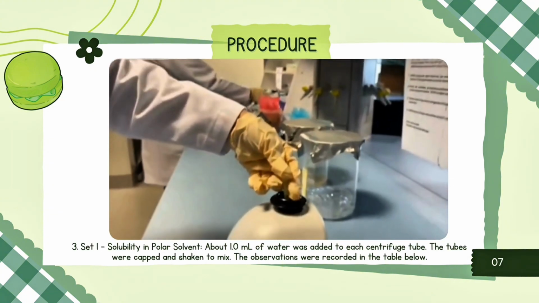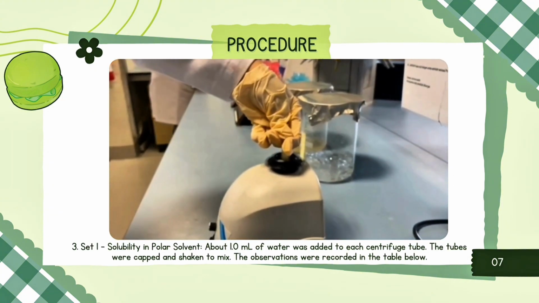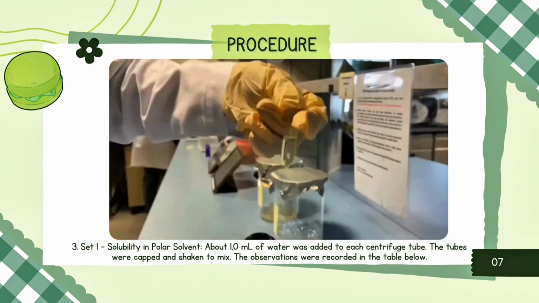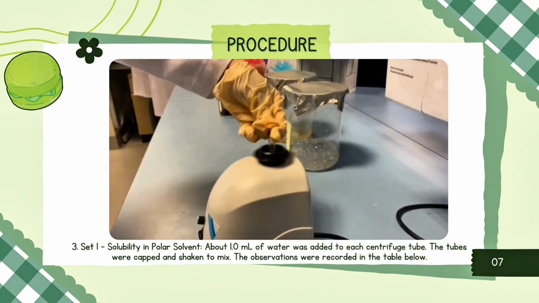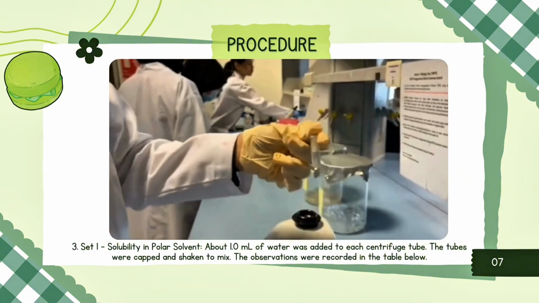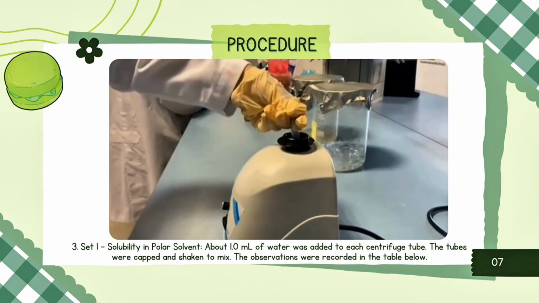For set 1, we are gonna test the solubility of lipids in polar solvent. About 1 milliliter of water was added to each centrifuge tube. The tubes were capped and shaken to mix. The observations were recorded in the table.